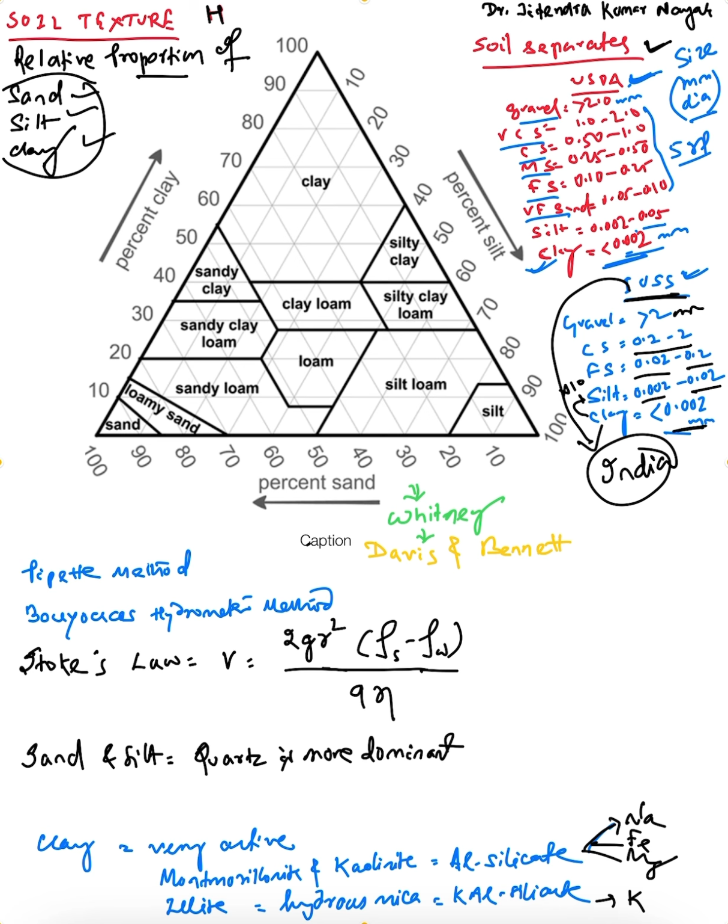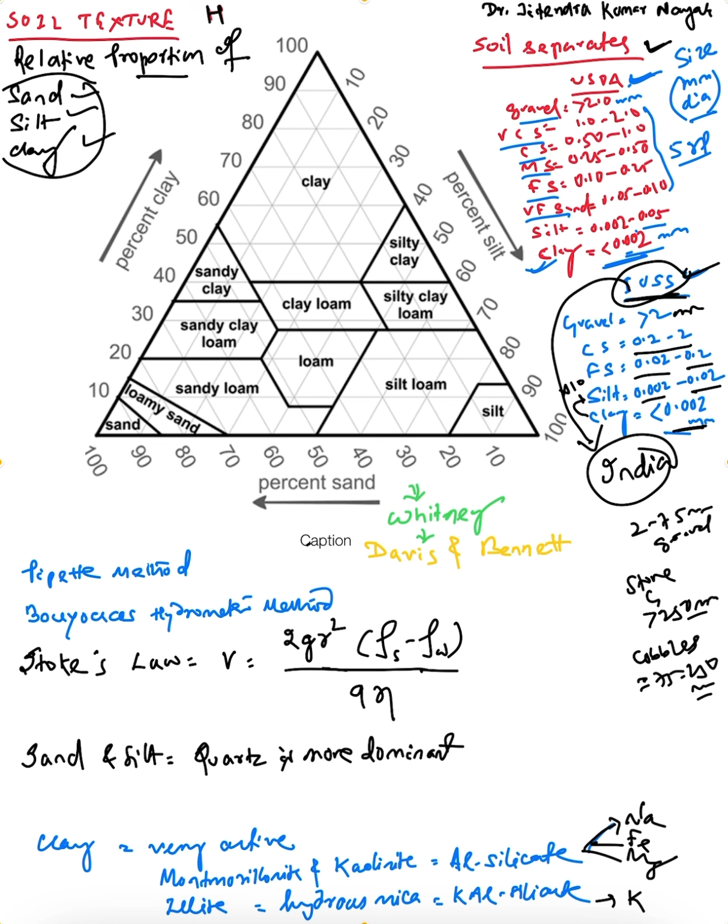Basically, gravels or pebbles are normally 2 to 75 millimeter. Stones are more than 250 millimeter in diameter. Cobbles are 75 to 250 millimeter. This is the particle size or soil separate size based upon the IUSS. So the question is, India is following which classification, USDA or the International Union of Soil Science? India is following IUSS.